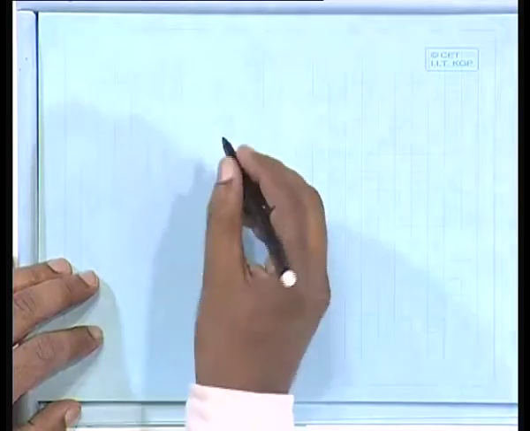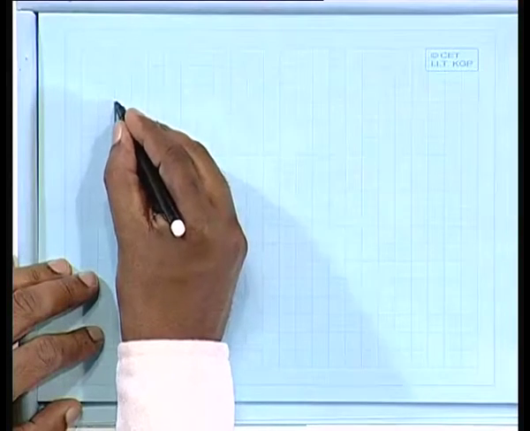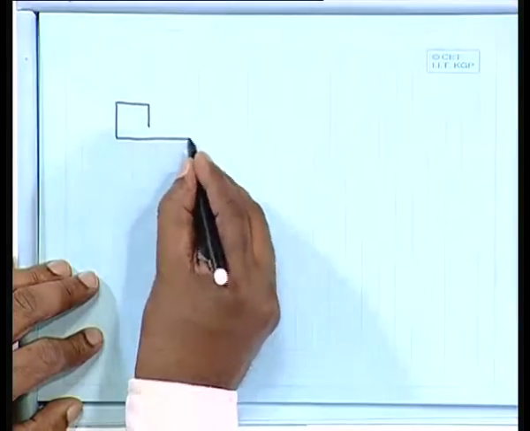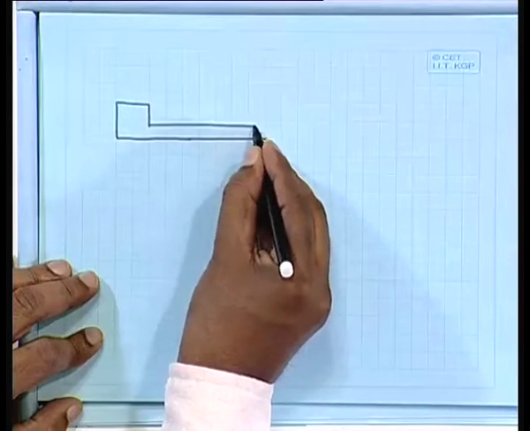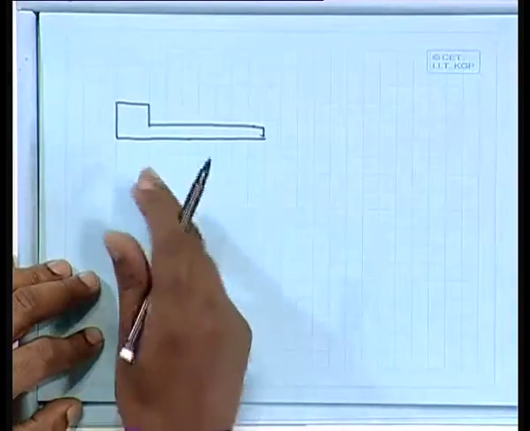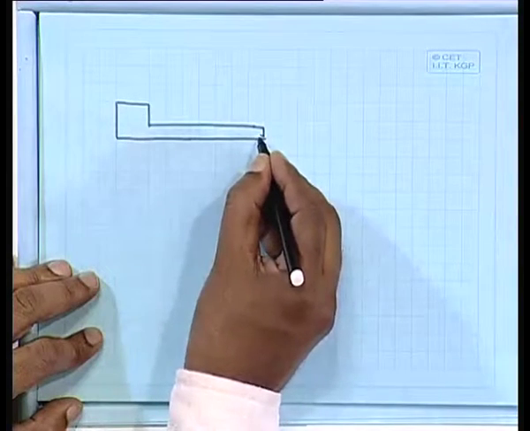Now let us come to where the torsion is really applicable, where it acts. If we take a cantilever slab supported by a beam, I am drawing a cross section. So, this is your beam, and this beam is supporting this cantilever slab.